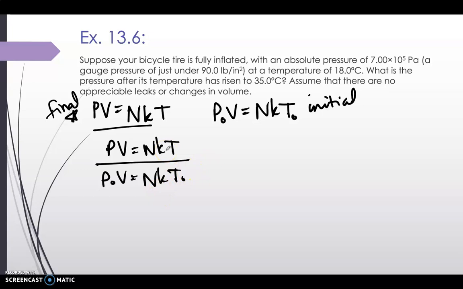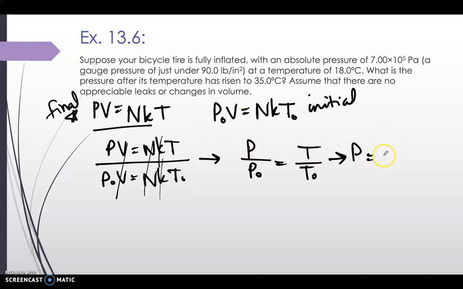You can notice that some things will cross out automatically. Our volume didn't change, so that crosses out. N and K are also going to remain constant. So then we get this equation, P over P naught equals T over T naught. And we're looking for the final pressure, so we can solve for that as so, and then plug in our numbers here.